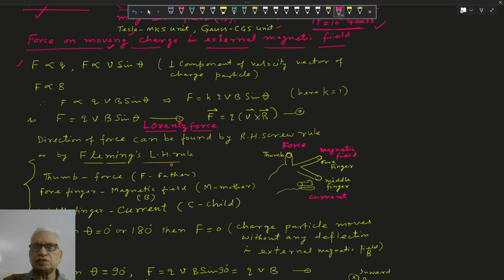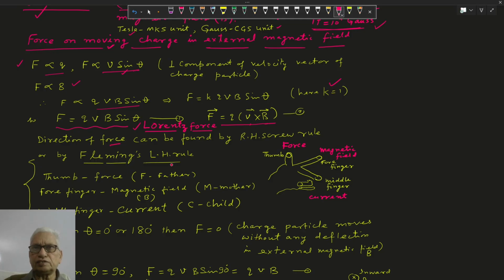This force is directly proportional to the charge, directly proportional to the perpendicular component of the velocity vector, v sin theta, and proportional to the magnetic field. If we combine these, force is directly proportional to qvB sin theta, with proportionality constant k whose value is 1. So the force formula is F = qvB sin theta. In vector notation, F = q(v × B), the cross product of the velocity vector and the magnetic field vector. This is sometimes called the Lorentz force.